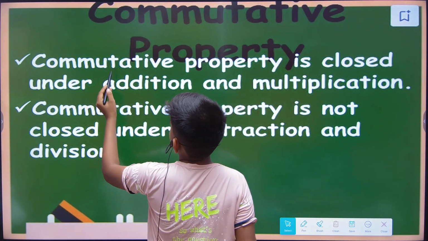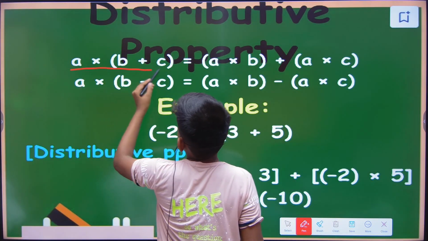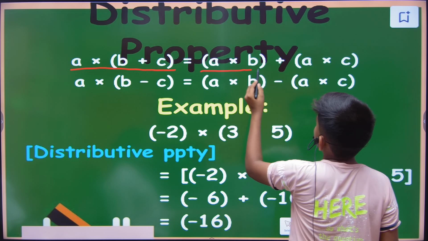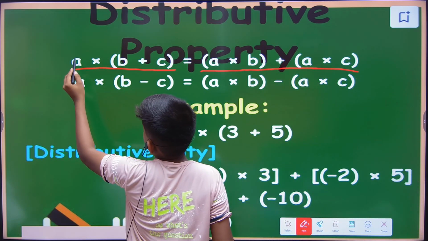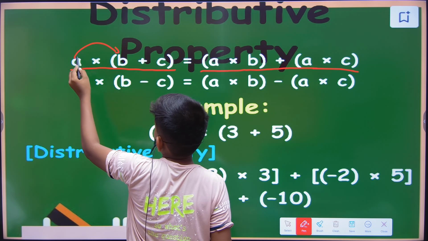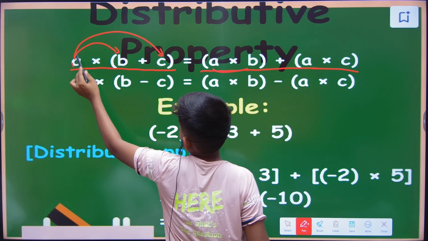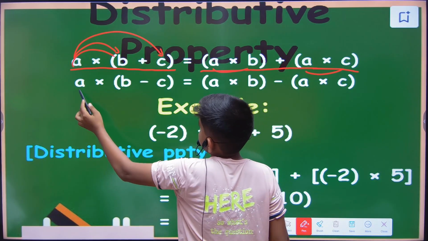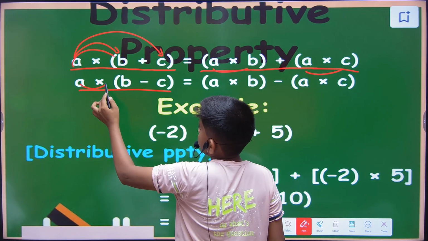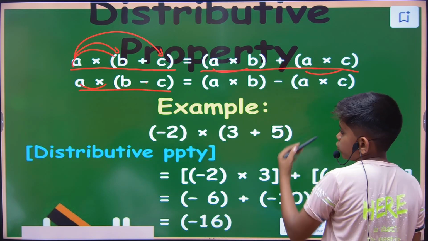a into (b plus c) is equal to a into b plus a into c. So first we are multiplying a and b, and then we are multiplying a and c. As you can see, a into b and a into c. Same here, a into (b minus c) is a into b minus a into c.